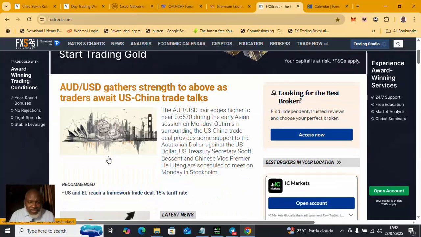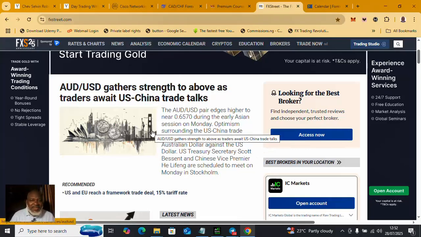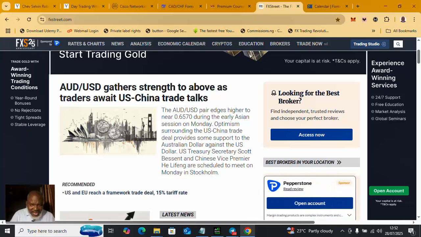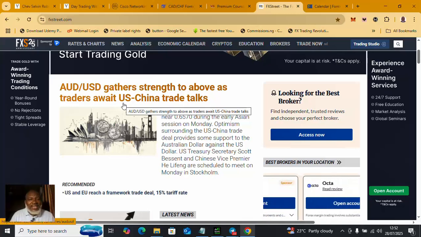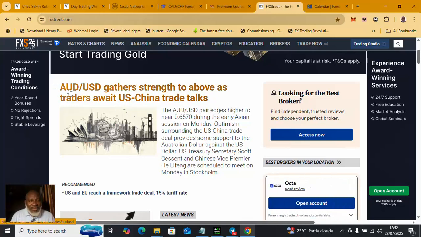Now AU, the fundamental news indicator we're getting now is that this currency pair is gathering strength above certain levels, as the market awaits US-China trade talk. Okay, and why is China coming into this picture, guys? Because China is the largest trade partner of Australia, because Australia exports iron ore to China.